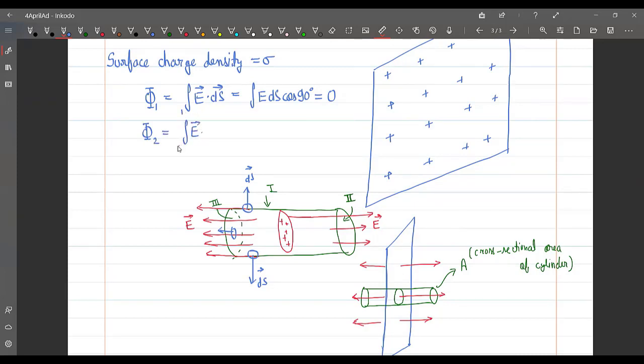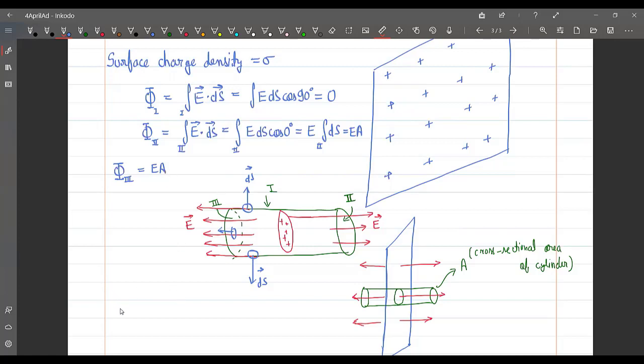This was for the first, this was for the second surface. E ds cos 0 degree. This will be E into ds. Now, area of the second surface is given as A. So this will be E times A. Similarly, you can calculate the flux for this third surface. For the third surface, electric field and ds are in the same direction. So you'll again get E into A.